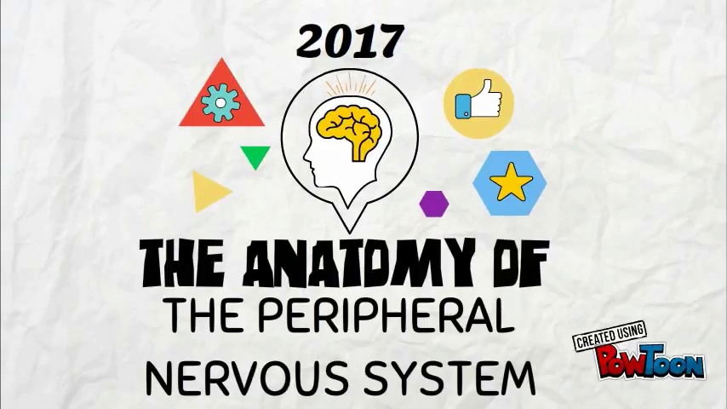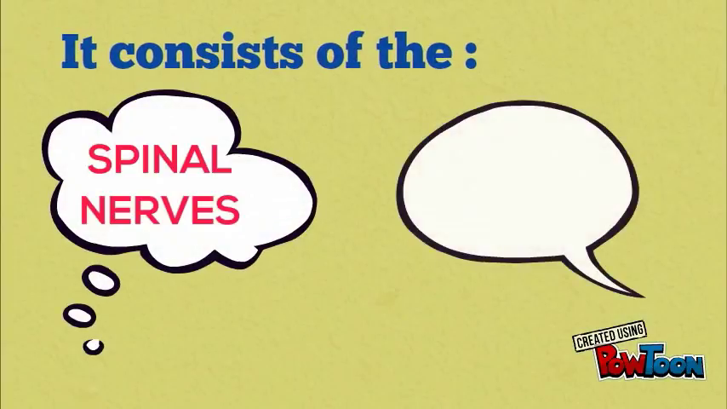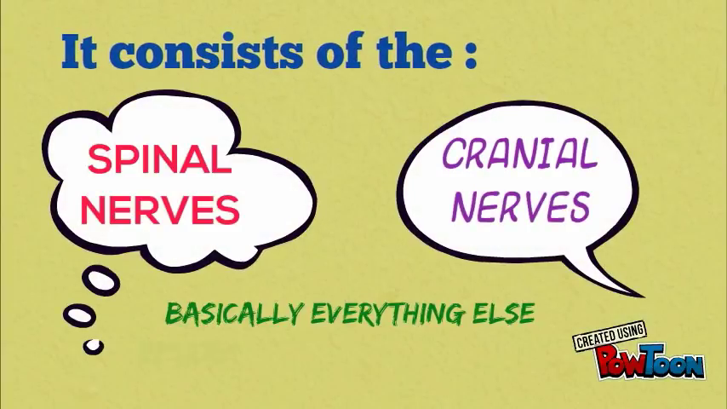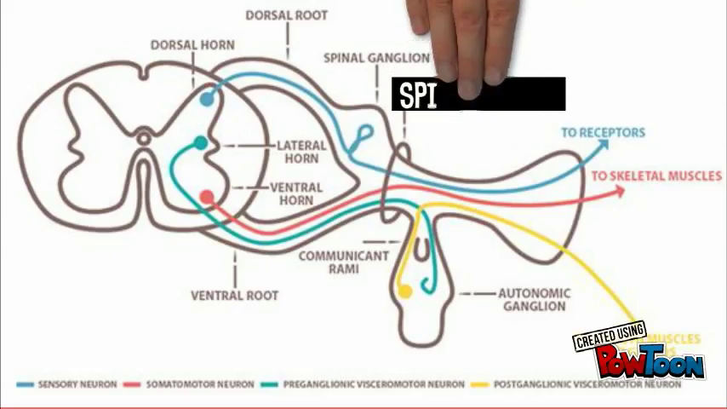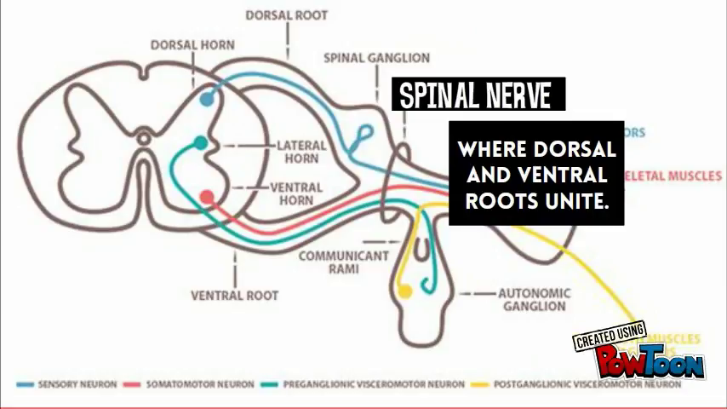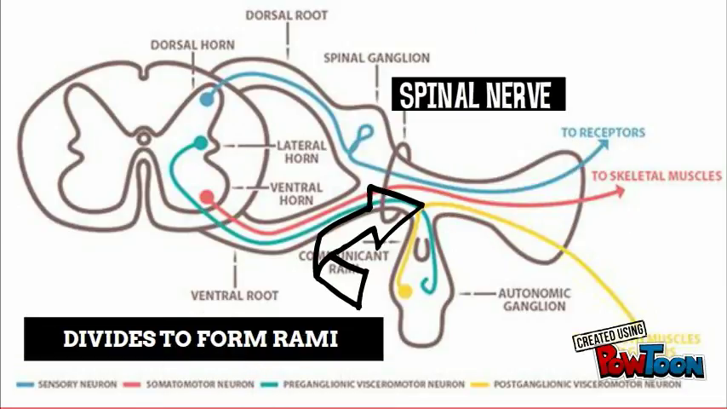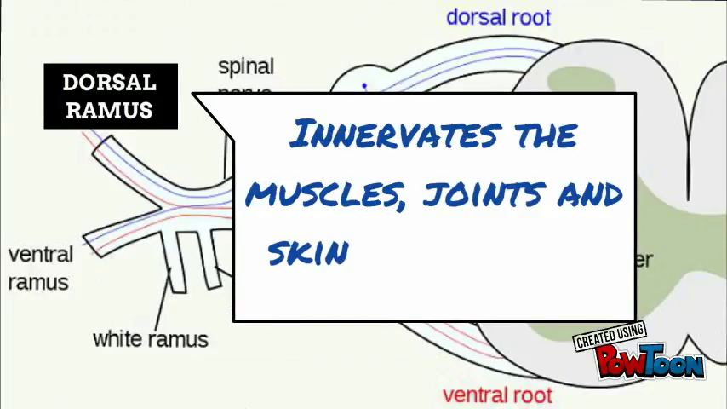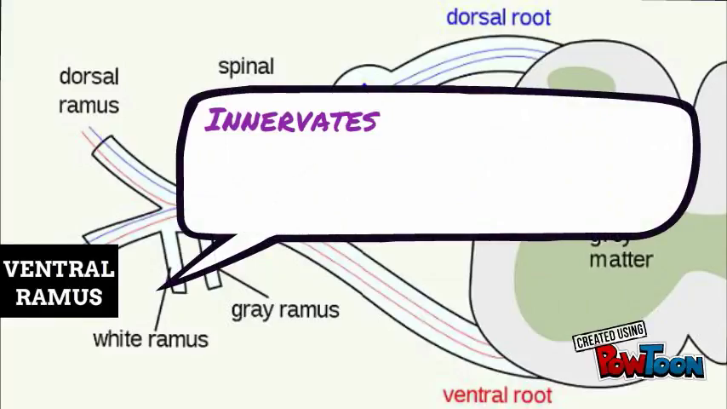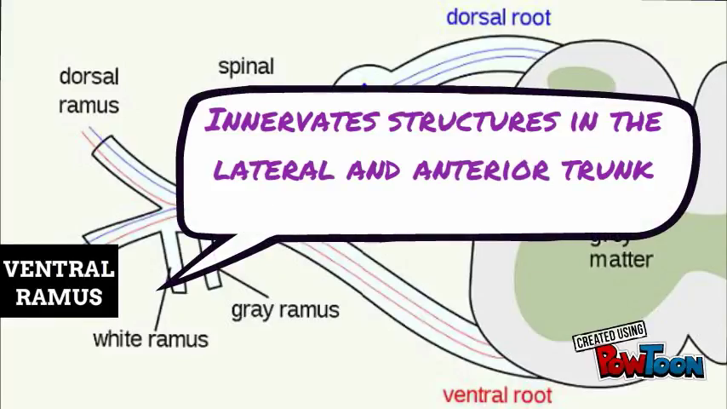Now let's talk about the anatomy of the peripheral nervous system. The PNS consists of the spinal nerves and cranial nerves, or basically everything else besides the brain and spinal cord. A spinal nerve is where the dorsal and ventral roots unite, and each spinal nerve divides to form the rami. The dorsal ramus innervates the muscles, joints, and skin of the back, while the ventral ramus innervates structures in the lateral and anterior trunk as well as the limbs.